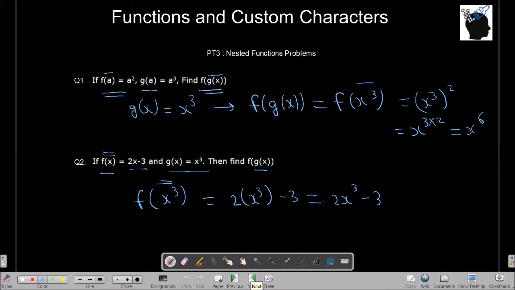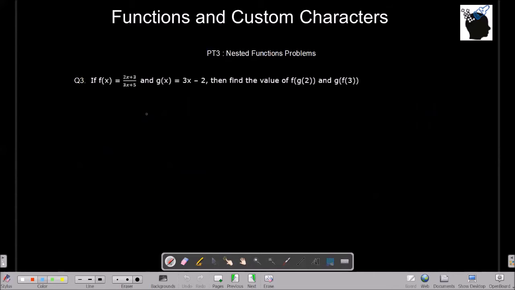Let's try more problems. So f of x is equal to 2x plus 3 by 3x plus 5 and g of x is equal to 3x minus 2. Then find the value of f of g of 2 and g of f of 3. Let's try the first one. So f of g of 2. Let's first find the value of g of 2.